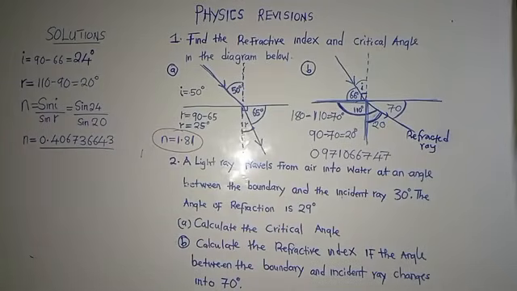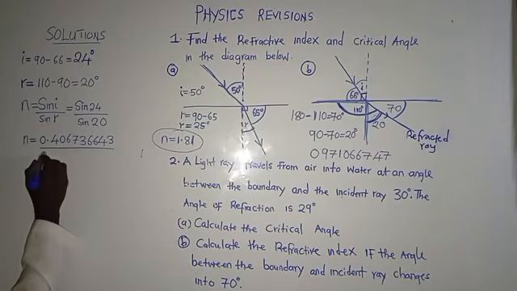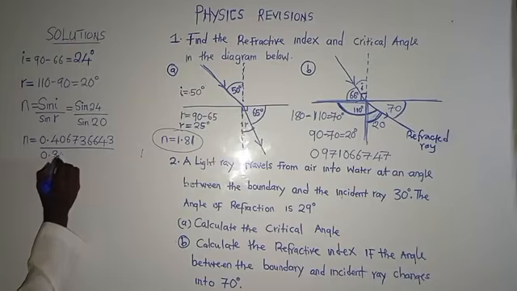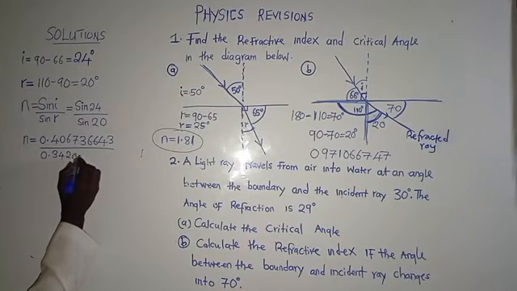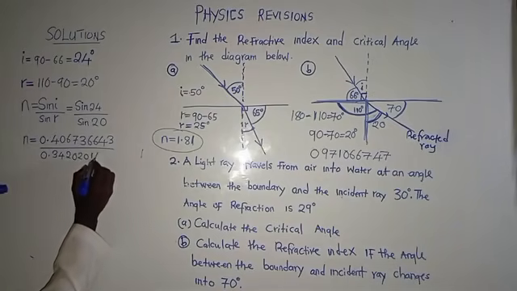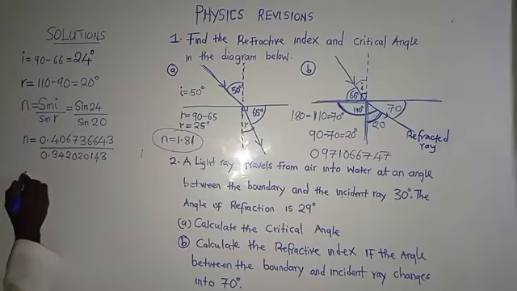Sine 20, what is your answer? Sine 20, I'm getting this answer: 0.3420202143. Meaning that this answer is now equal to what?